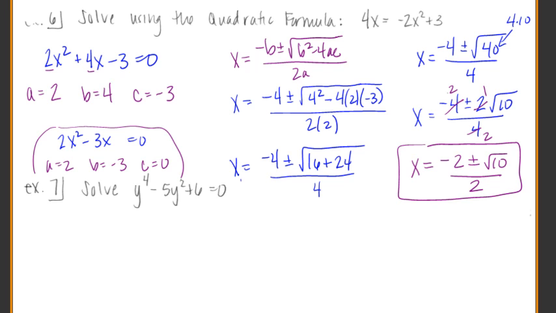One answer being negative 2 plus the square root of 10 over 2, and the other one being negative 2 minus the square root of 10, all divided by 2. All right, let's try to get the same concept. Let's go to example number 7.